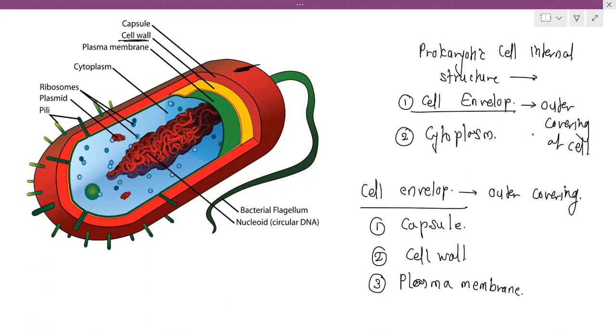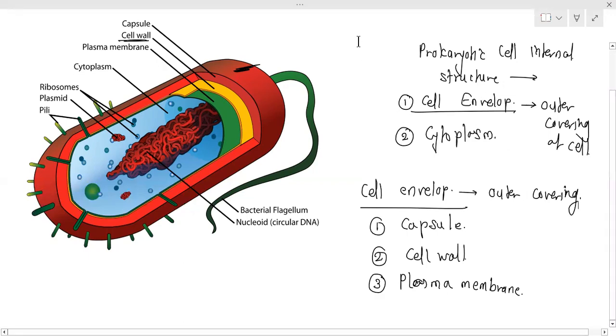Complete this writing, then we'll come out of screen and then I'll teach you about capsule first, then cell wall, and then plasma membrane. Completed? Done, ma'am. I'm now coming out of screen.